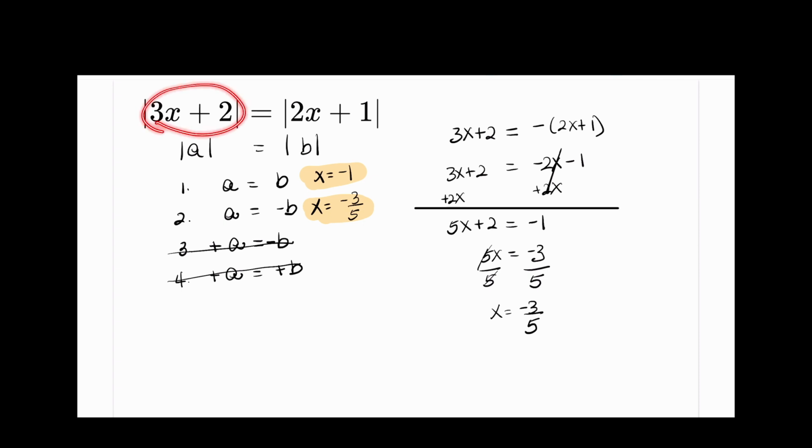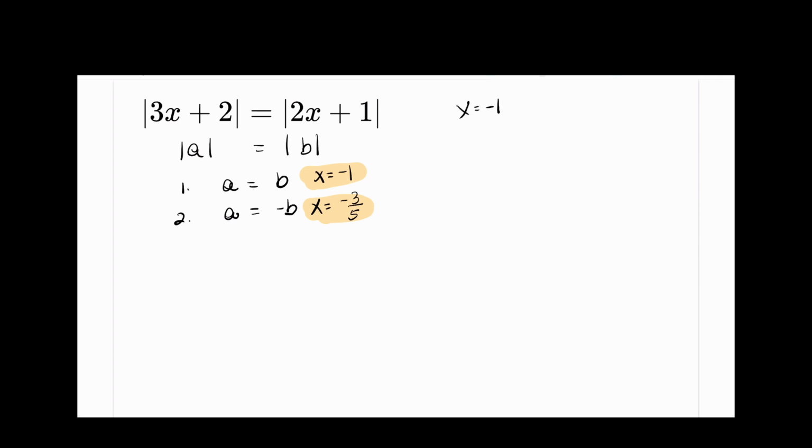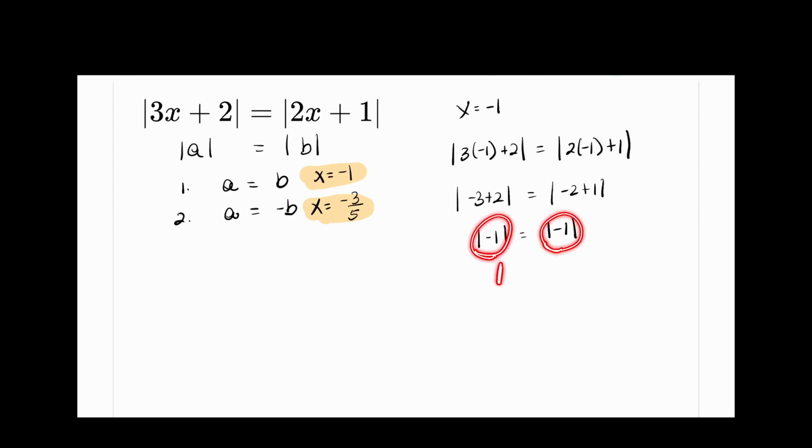Because we're making assumptions about what these expressions are, we need to check the solutions. We need to plug the solutions back into the equation to see if they are valid. We have x is equal to -1. Let's plug that in. We get the absolute value of 3 times -1 plus 2, is equal to the absolute value of 2 times -1 plus 1. The absolute value is going to make this into a +1, and same here. So these two are equal, and this solution is valid.